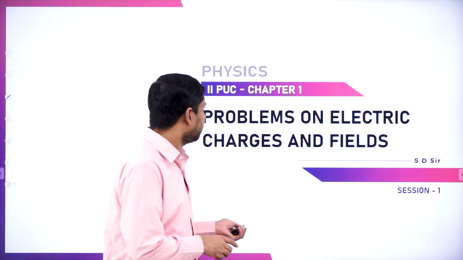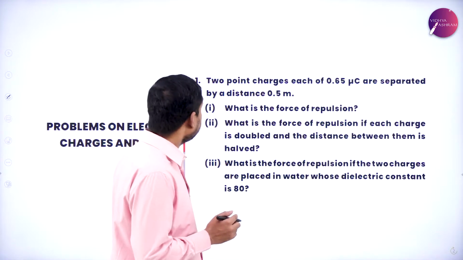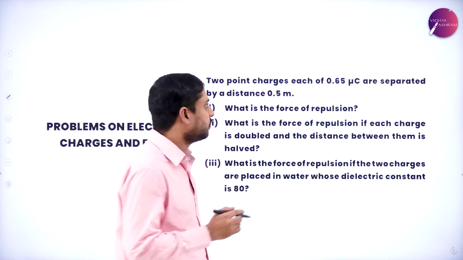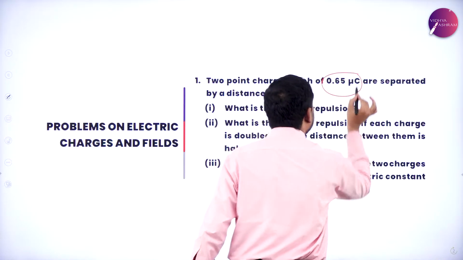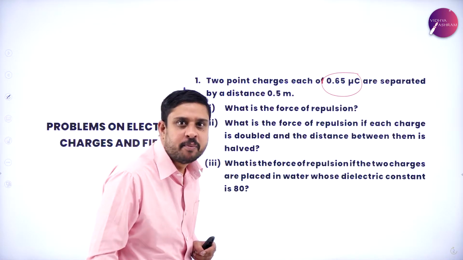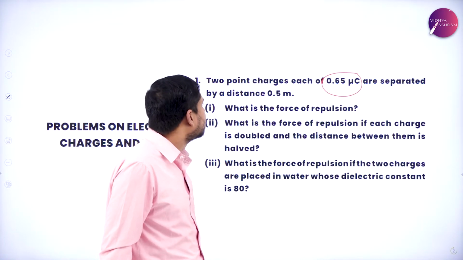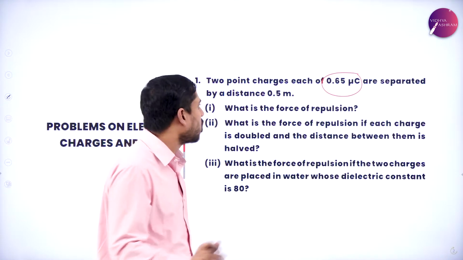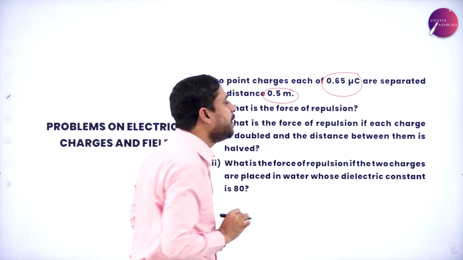The first one. The problem says 2-point charges, each of 0.65 microcoulomb, are separated by a distance of 0.5 meter.